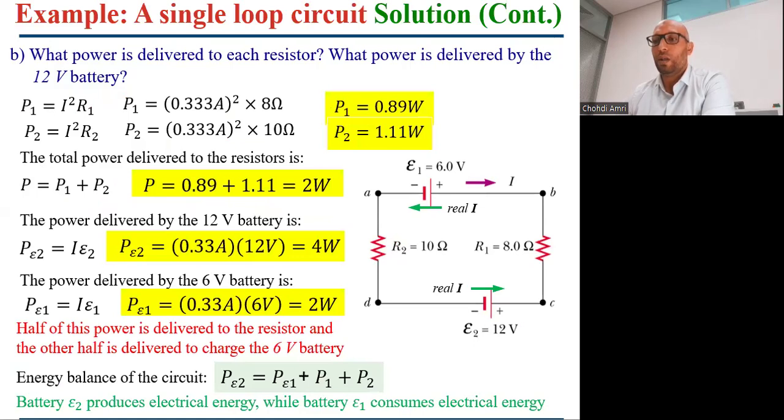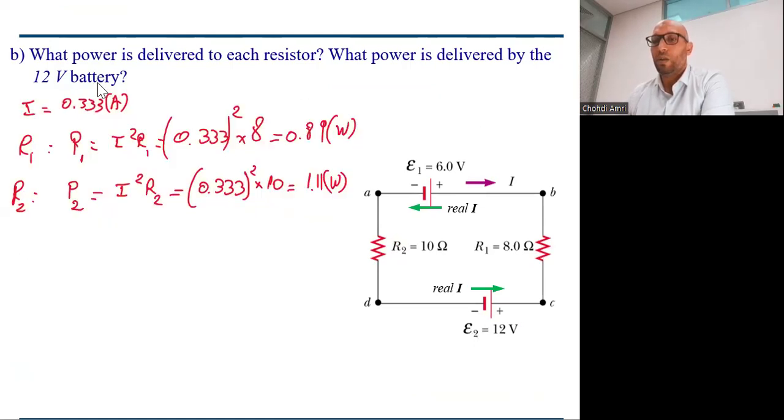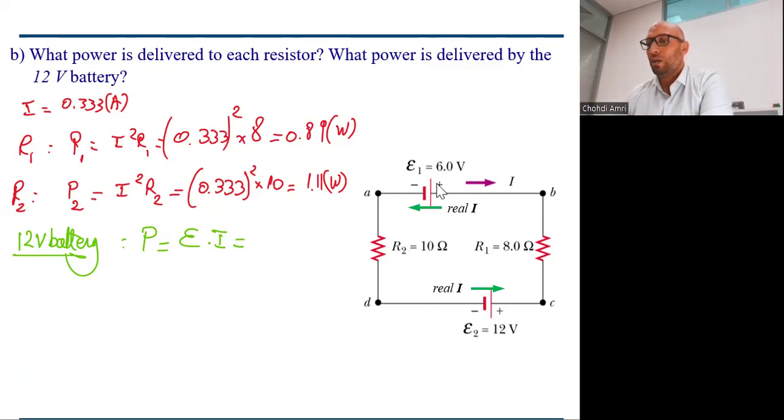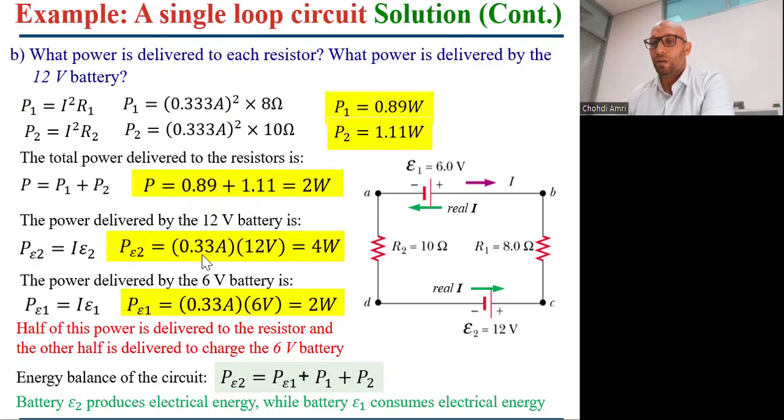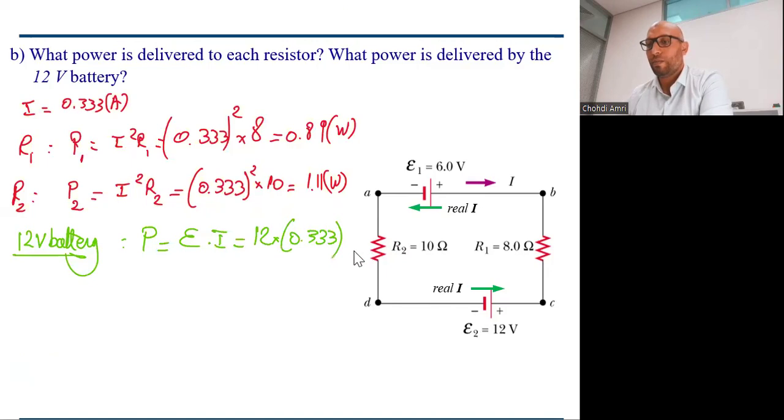What is the total power? What is the power delivered by the 12-volt battery? As you know, the power delivered by the battery is the electromotive force multiplied by the current. So it's going to be 12 multiplied by 0.333. And the result will be how much for the 12 volt? Yeah, it will be 4 watts.